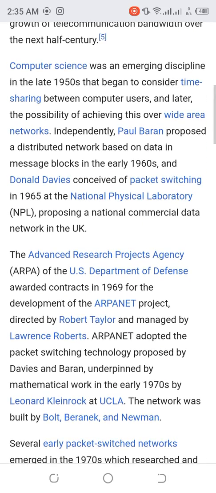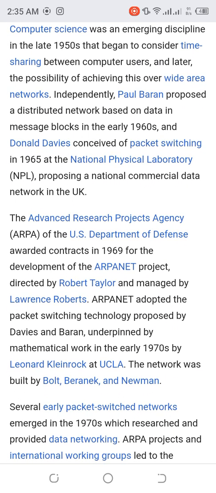Computer science was an emerging discipline in the late 1950s that began to consider time sharing between computer users, and later the possibility of achieving this over wide area networks. Paul Baran proposed a distributed network based on data in message blocks in the early 1960s, and Donald Davies conceived of packet switching in 1965 at the National Physical Laboratory, proposing a national commercial data network in the UK.